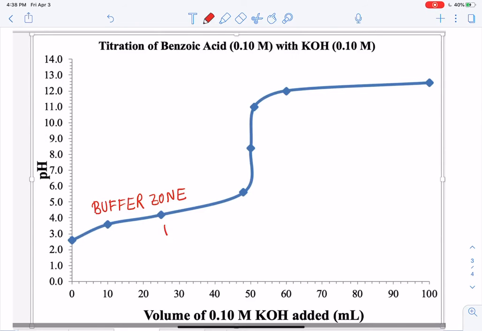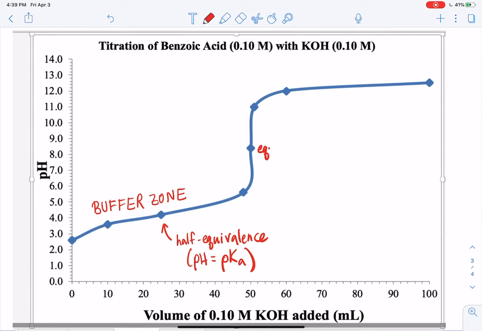An important point in the buffer zone is this point, which you may remember is the half equivalence point. The half equivalence point is the point at which pH is equivalent to the pKa of the weak acid. And you'll notice that that was at 25 milliliters. So the equivalence point itself is midway up this rise. And notice the equivalence point was at 50 milliliters. So the half equivalence point was literally at half that, 25 milliliters. Okay, so that's what half equivalence means.